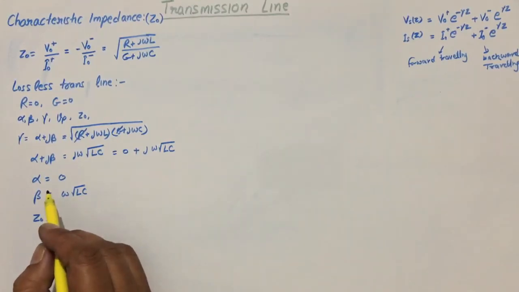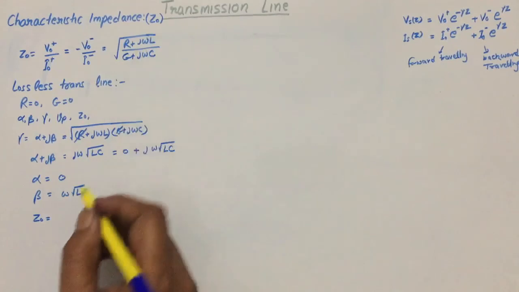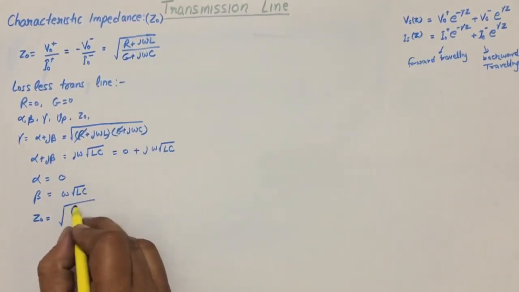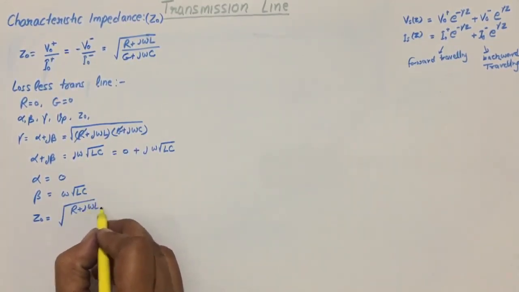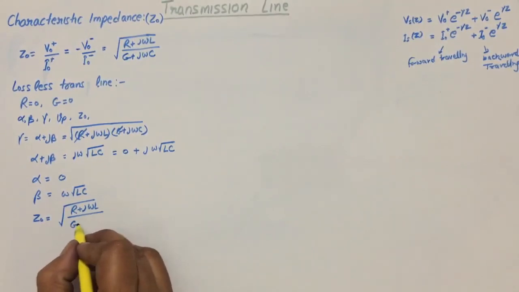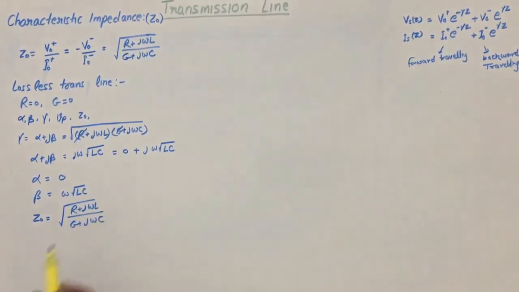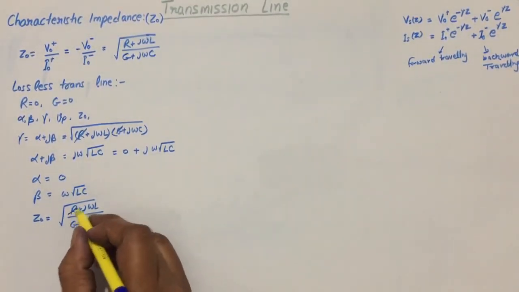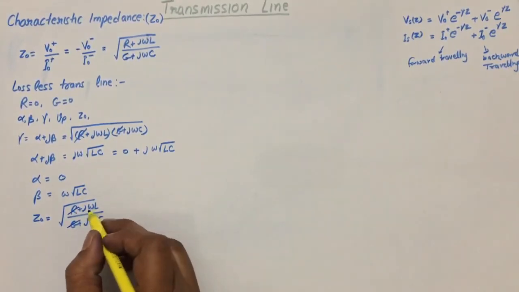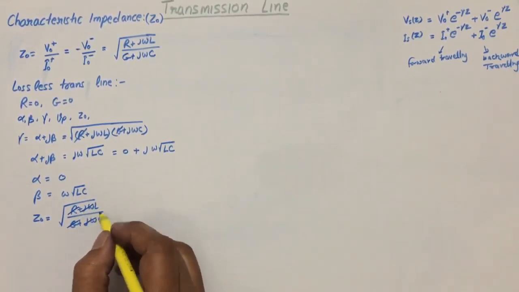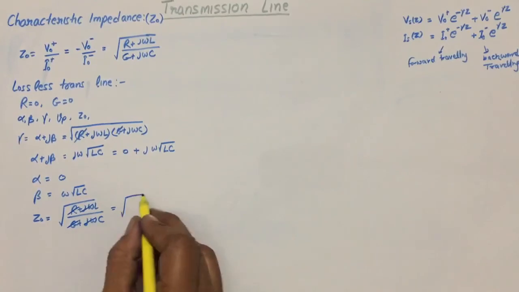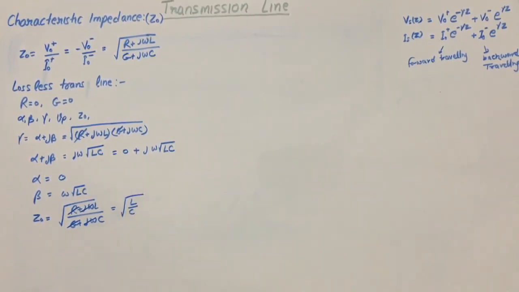In terms of primary constants, we have it equal to the square root of R plus j omega L divided by G plus j omega C. For lossless, R and G are 0, so these two will be cancelled out. The remaining term will be the square root of L by C. So this is the alpha, beta and characteristic impedance of the transmission line.